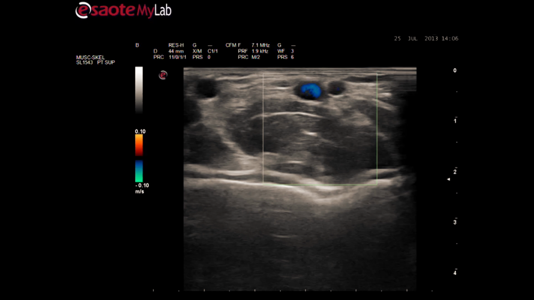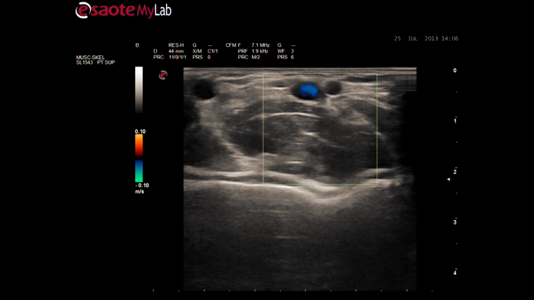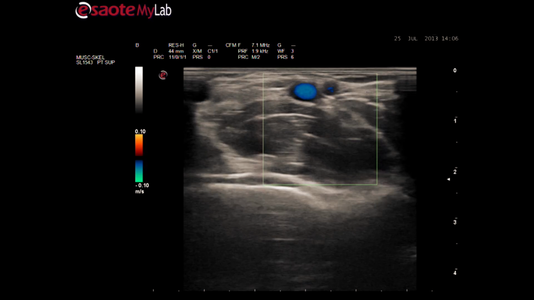The upper white line is the elbow capsule. The cross-sectional area of the brachialis muscle is the dark mass in the middle of the screen. When using the color Doppler mode, we can visualize the pulsation of the brachial artery. We rotate the transducer from transverse to longitudinal position.